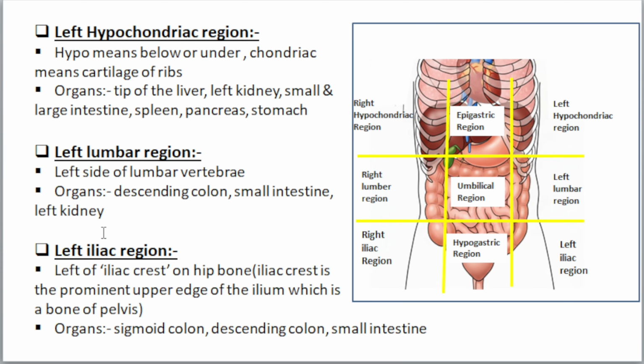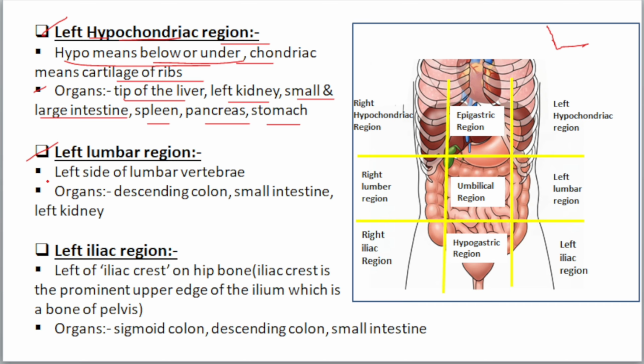Then the left hypochondriac region, where hypo means below or under and chondriac means cartilage of ribs. So this left hypochondriac region is present on the left, below the cartilage of the ribs. That's why it's called the left hypochondriac region. The organs include the tip of the liver, left kidney, small and large intestine, spleen, pancreas and stomach.